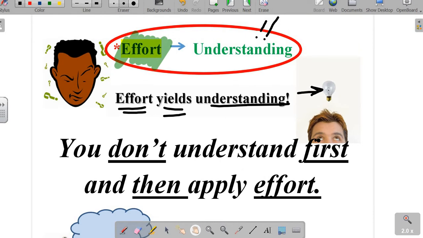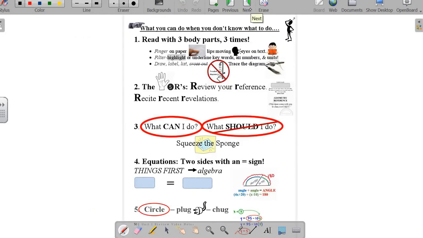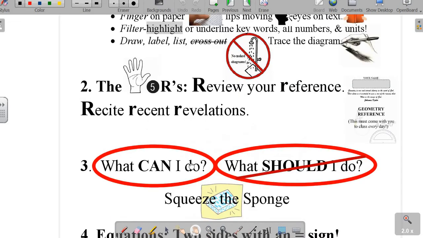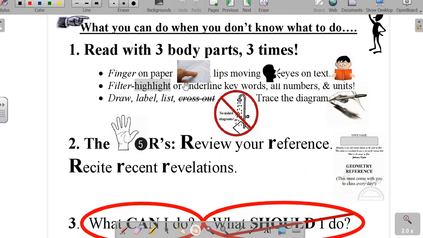So a lot of questions I get here is, well, how do I apply any effort when I don't understand? This is the key to the entire course. 5 things you can do when you don't know what to do. And I'm going to demonstrate this in this lesson. 5 things you can do when you don't know what to do. First, and most important, star that.